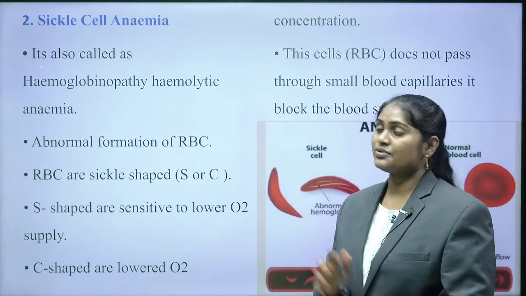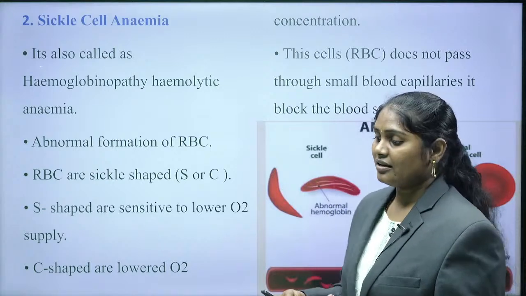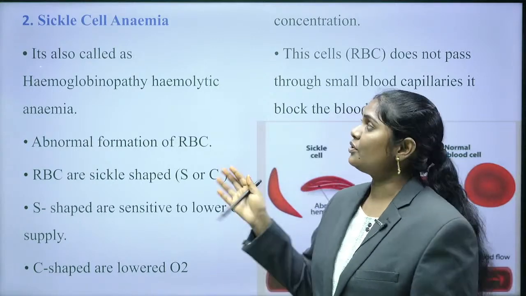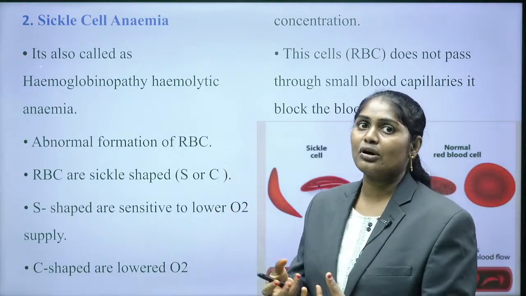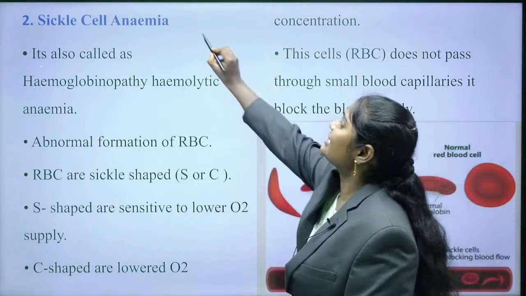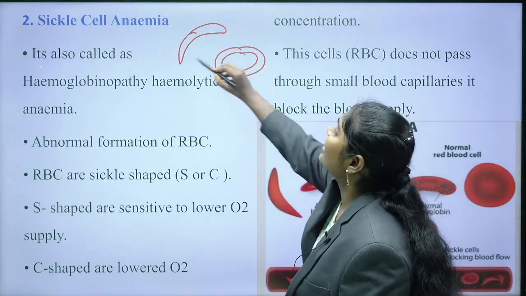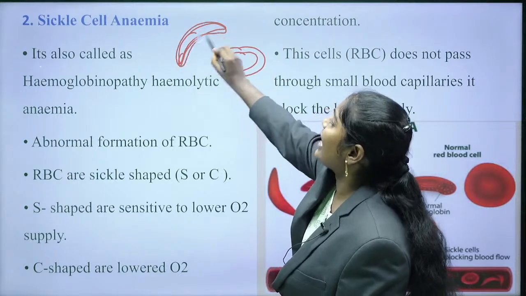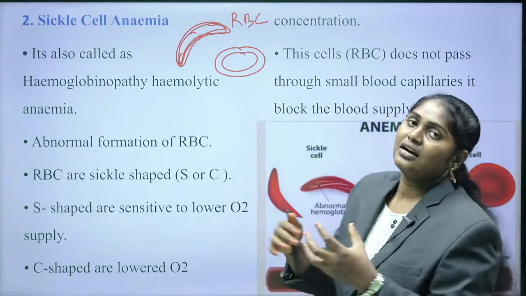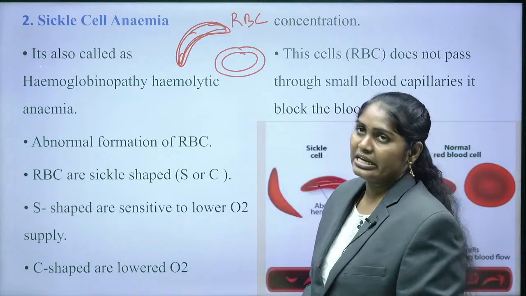Now we are going to see sickle cell anemia. Sickle, sick means what? The person is having some health issue. So sick means the cell is not in proper condition; the cell is having some health issue. This is a normal RBC. This is my sickle cell RBC. That means the cell is not in proper shape. It is not in biconcave shape.